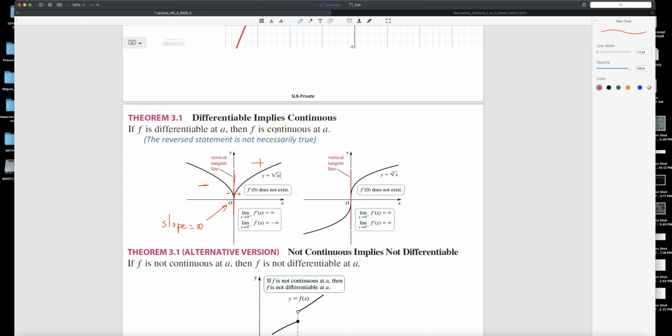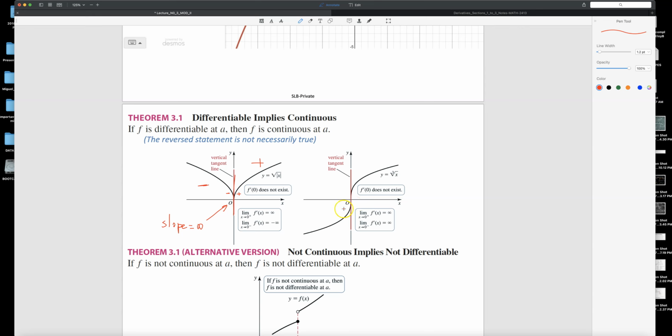If the function is continuous, then the function has a derivative at that point, not necessarily true. That is the reverse statement of this one, and this is why I include this exercise. This function is continuous here at 0, but at 0 the derivative doesn't exist because the slope of the tangent line is infinite. Okay, exactly the same in this example.